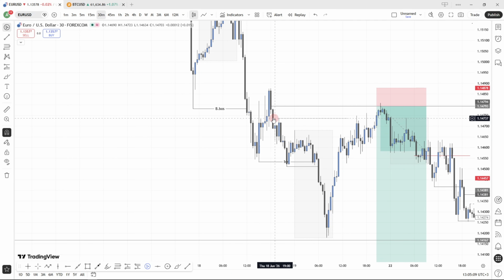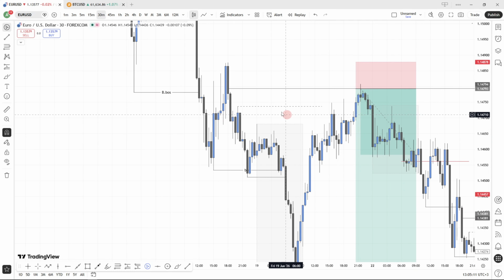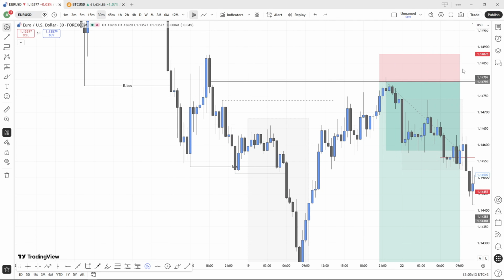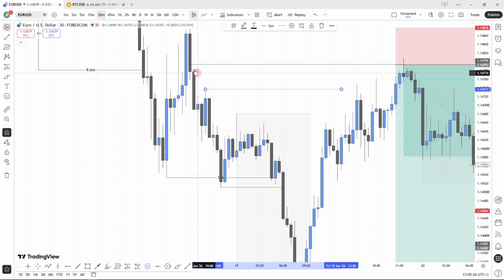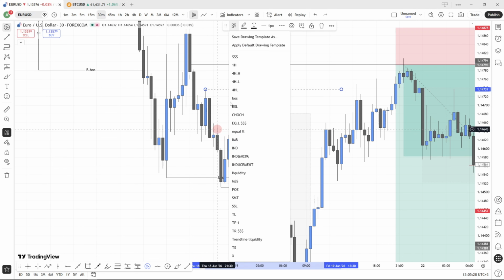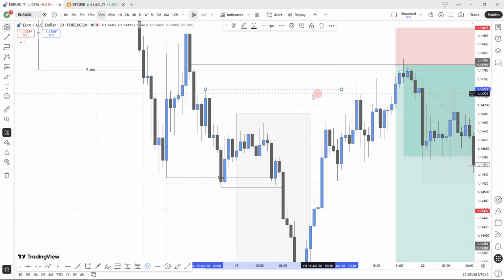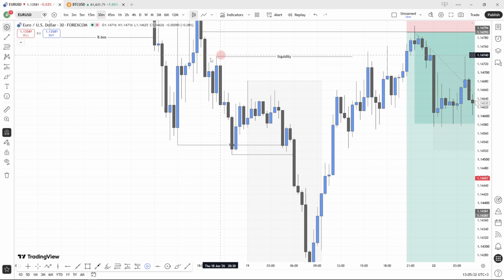I hope, let me zoom out. This is quite a good one. We have this fair value gap right here. This is the fair value gap that we had, and then you can see it was mitigated. This is the mitigation of that fair value gap, and this mitigation into this fair value gap gave us what? Gave us a breakout structure.